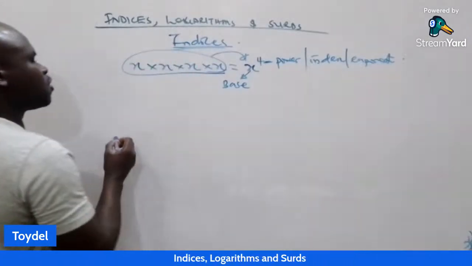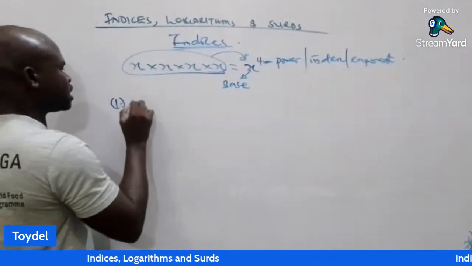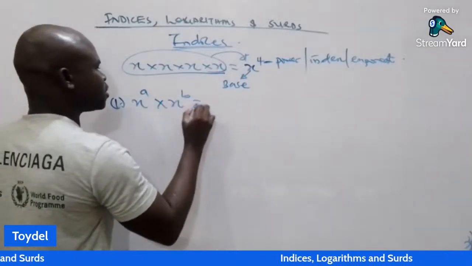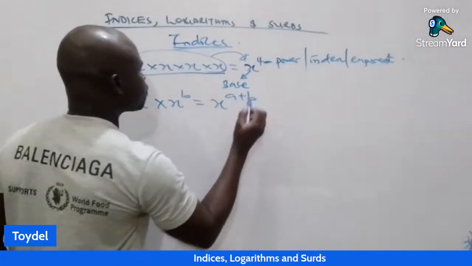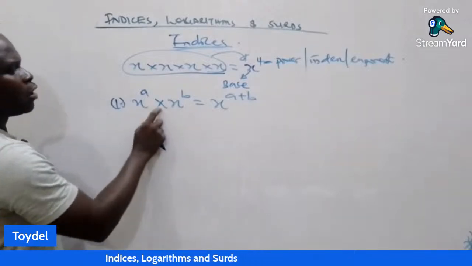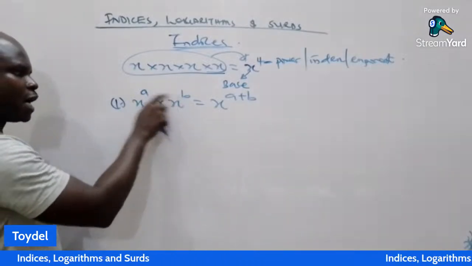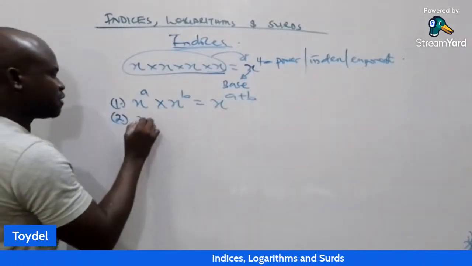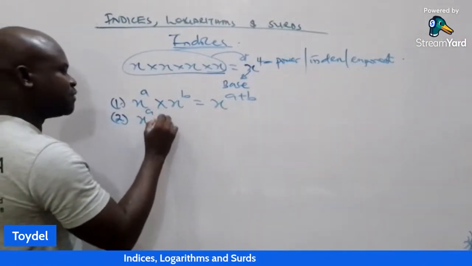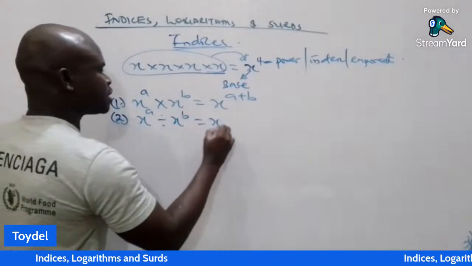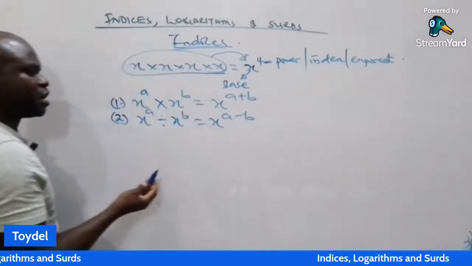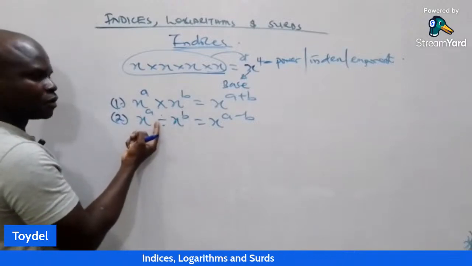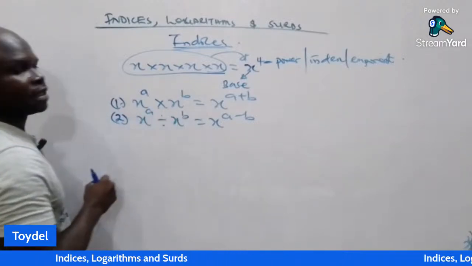Under indices, there are laws that guide indices. The first law says that if you have x raised to the power a multiplied by x raised to the power b, it will be x raised to the power a plus b. That is, if the bases are equal and the operating sign is multiplication, you add the powers. The second law says that if you have x raised to the power a divided by x raised to the power b, it will be x raised to the power a minus b. The base must be equal, and if the operating sign is division, you subtract the powers.